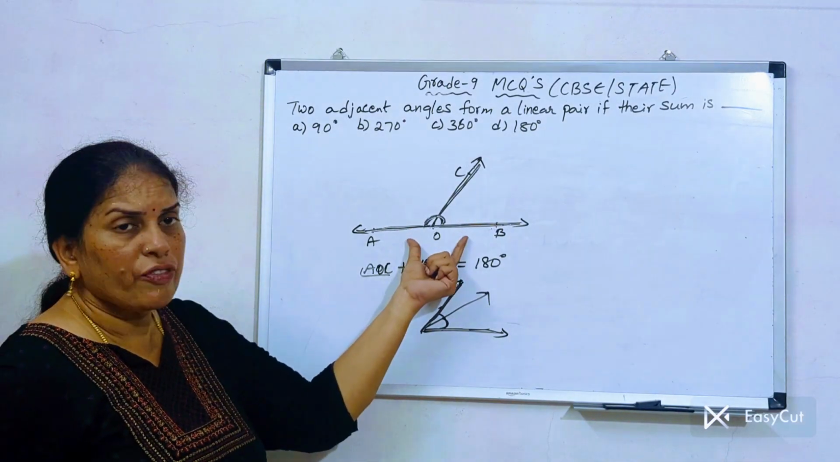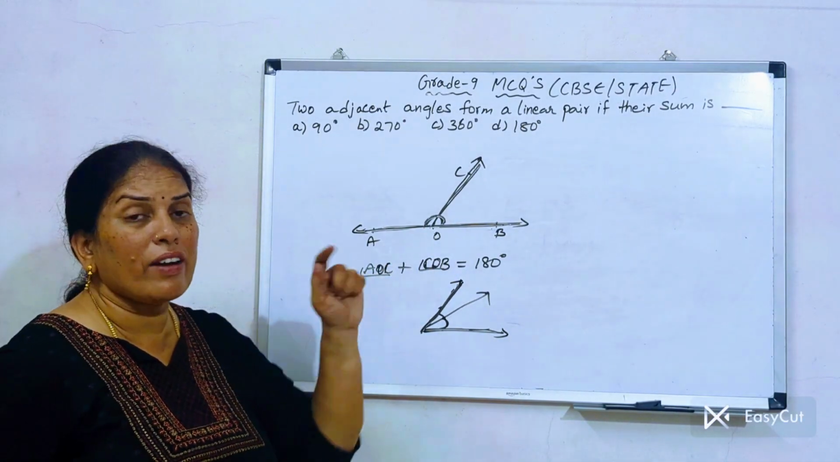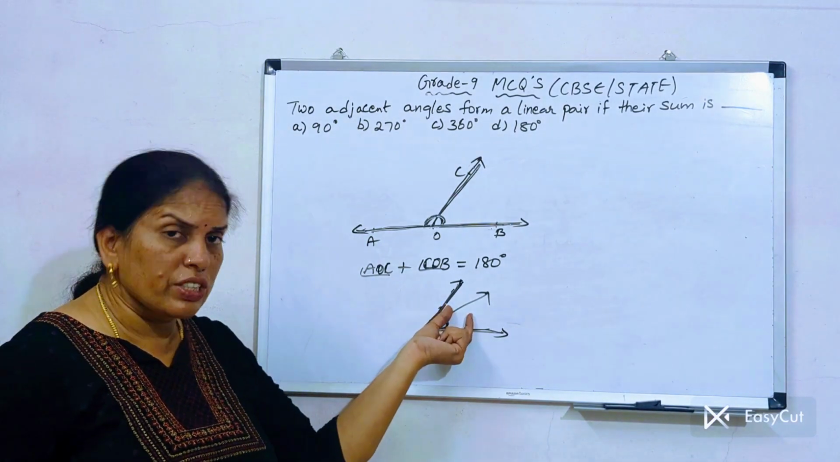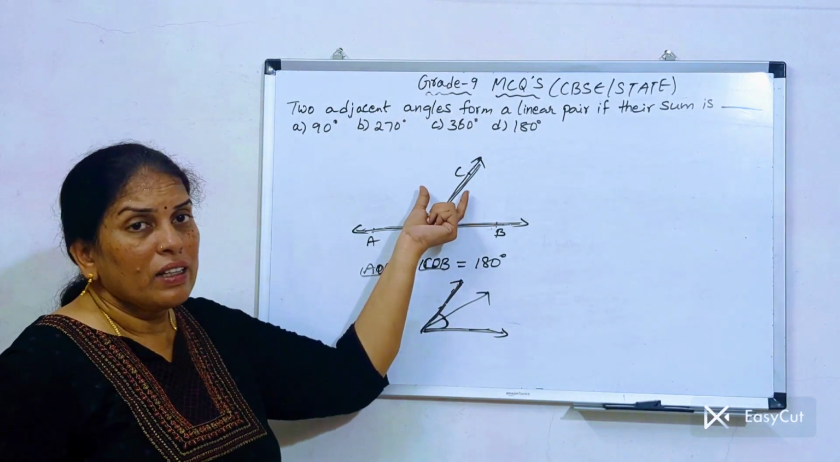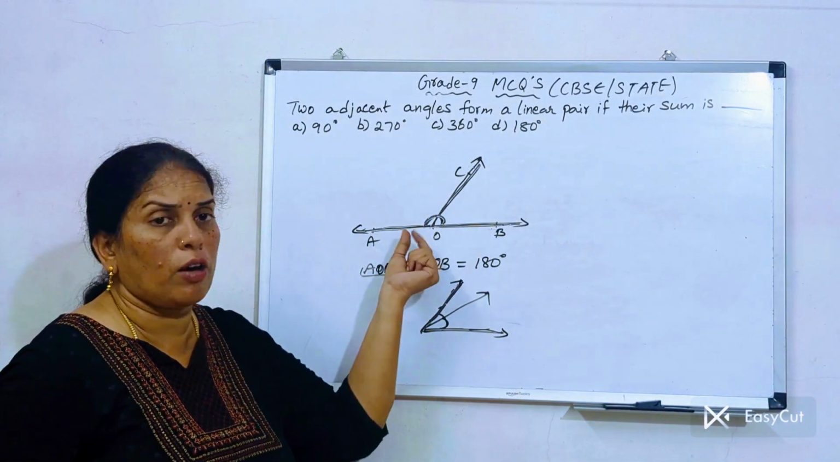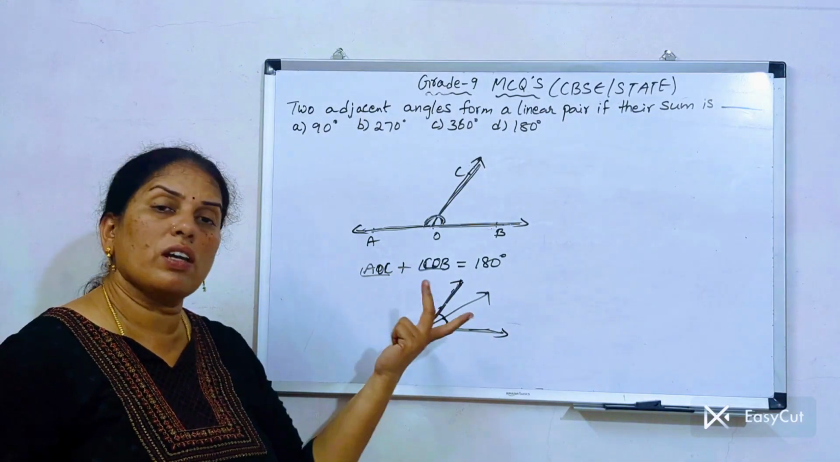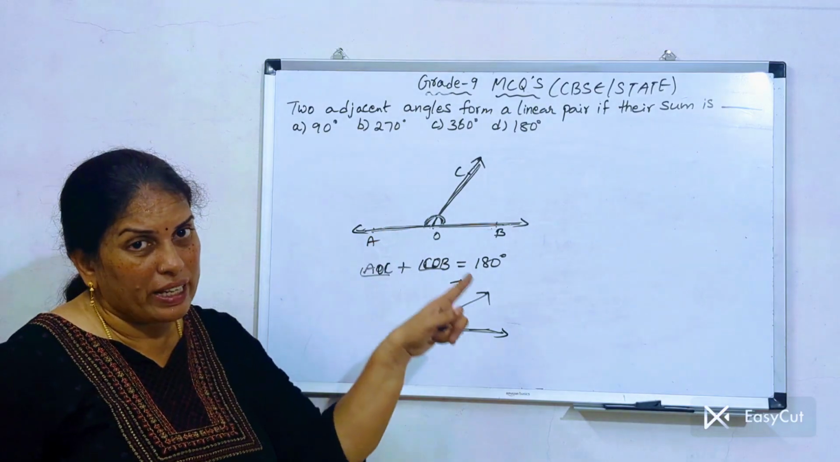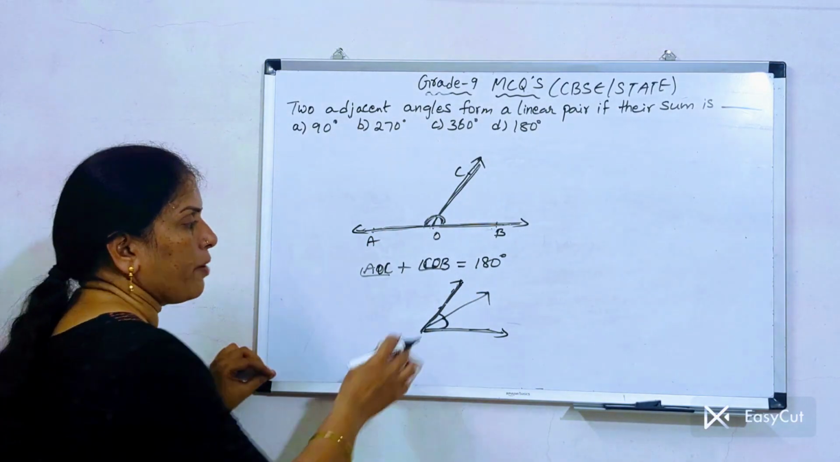Here, in this figure, these two are opposite rays. Then we will say these two angles form a linear pair. Here these two are adjacent angles only. But here these two are also adjacent angles, and they form a linear pair. Opposite rays are there. Here opposite rays are not there. So these are adjacent angles only. Here these two angles are adjacent angles and they form a linear pair.